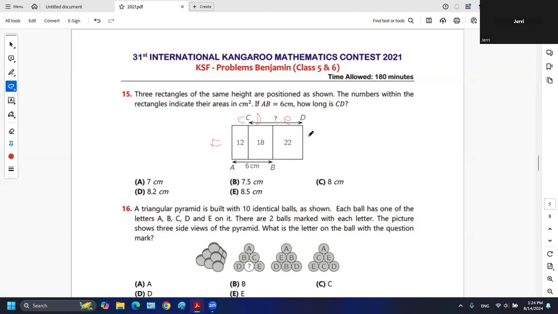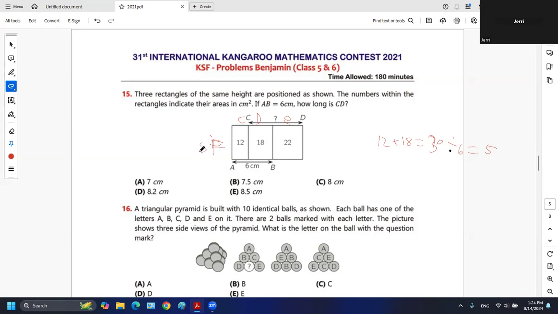We're going to add 12 and 18. That is 30. And then 30 divided by 6 is 5.